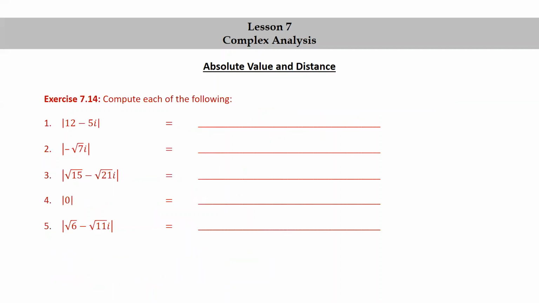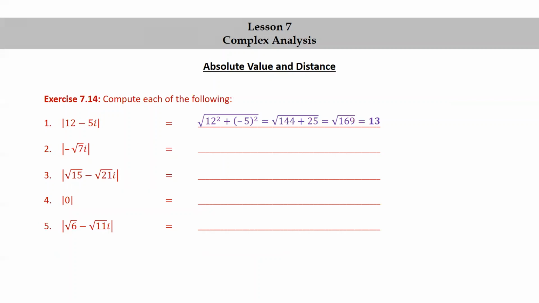Let's try another exercise. Compute each of the following. Go ahead and pause the video, try these problems yourself, and then resume the video to check your answers against mine. The absolute value of 12 minus 5i is the square root of 12 squared plus the square of negative 5, which is the square root of 144 plus 25, or the square root of 169, which is 13.